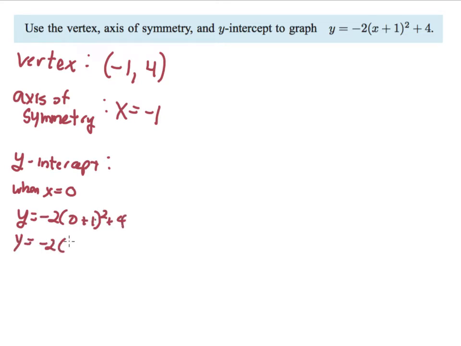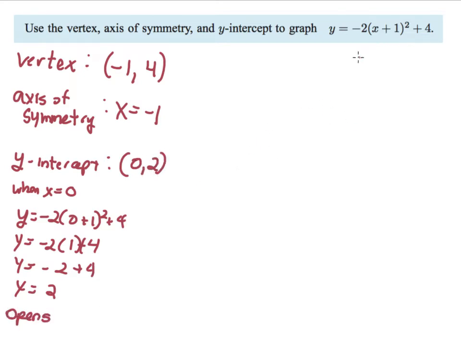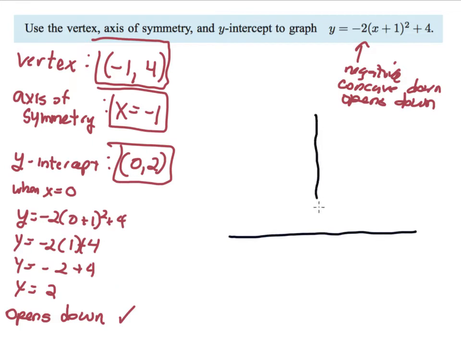Simplify this down, I end up with a y-intercept of 2. So I'd write the point (0, 2). And then A is negative, so that tells me it's concave down. The graph opens down. Okay, I'm going to do a really quick sketch of this.